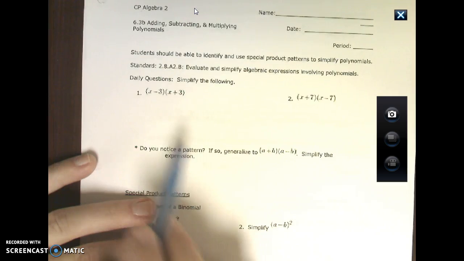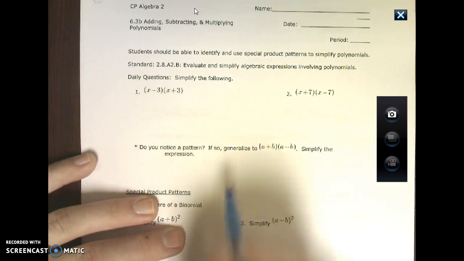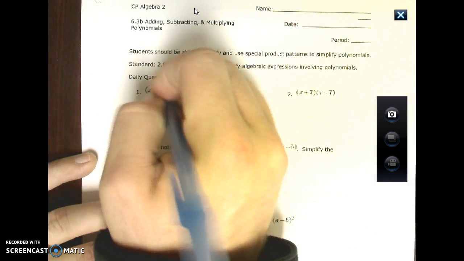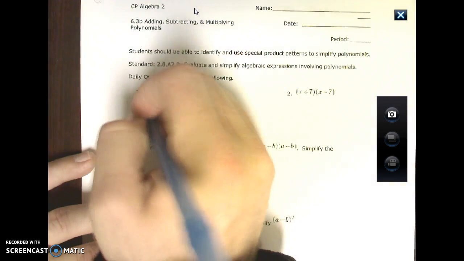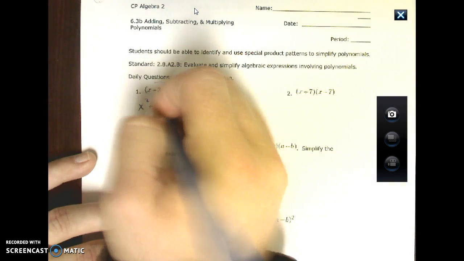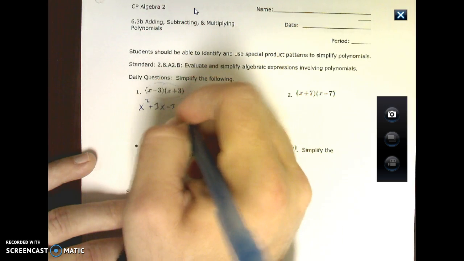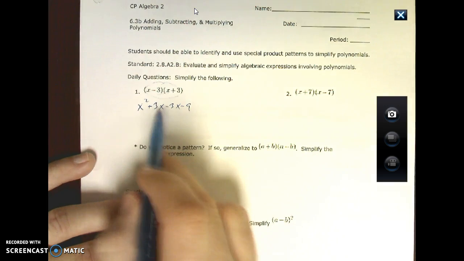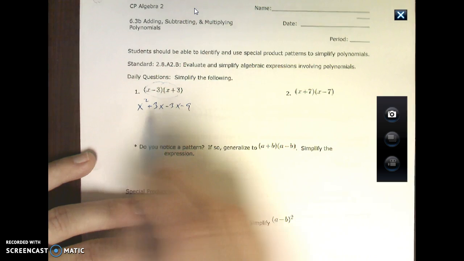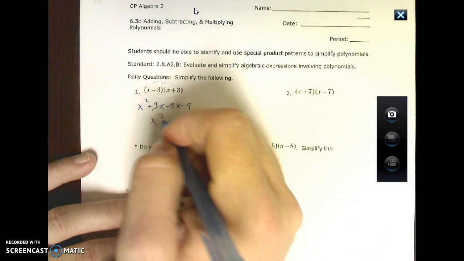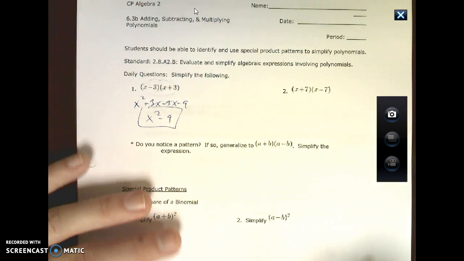Okay, so daily questions. x minus 3 times the quantity x plus 3. Still just foiling it out. x squared plus 3x. So first, outer, inner, last, minus 3x minus 9. What happens in the middle here, these two terms? They go away. And we get x squared minus 9. Very good.